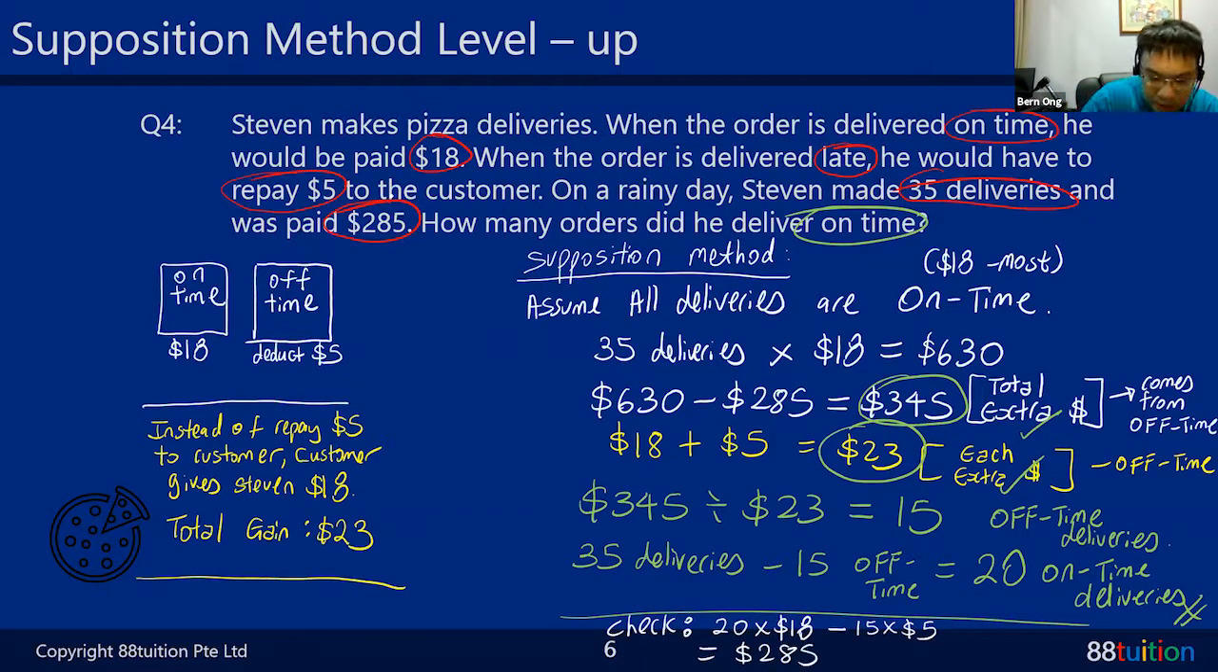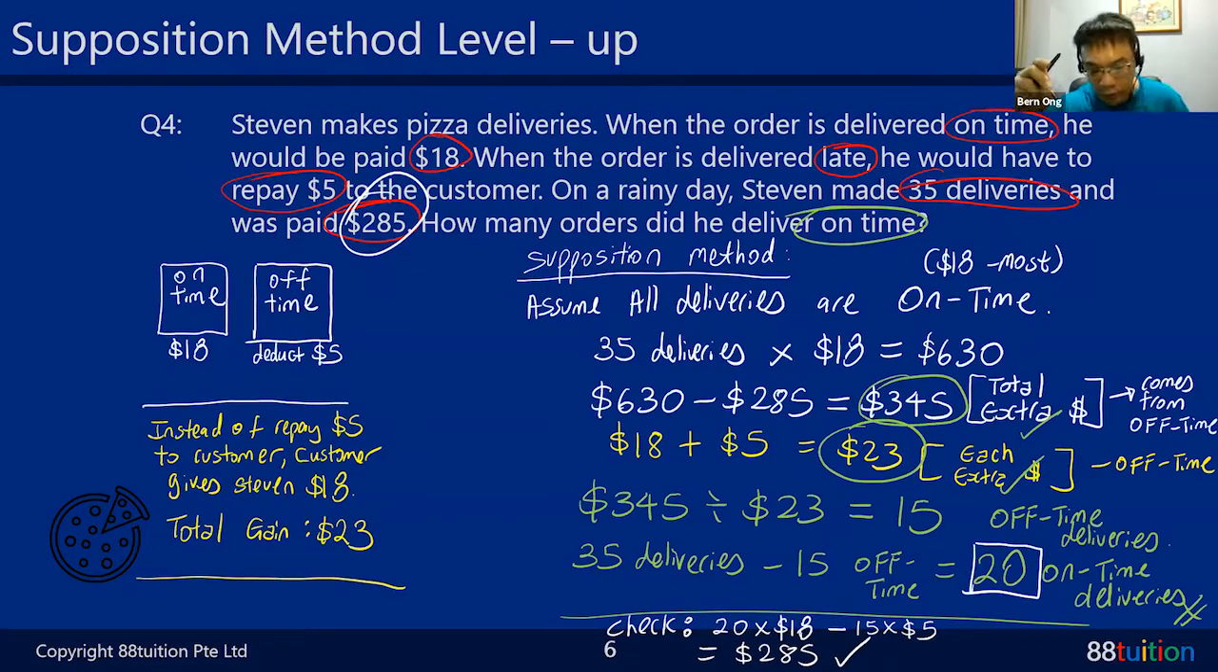Yes, it is the same as the question. So this one is correct. All right, so how many deliveries are on time? The answer is 20. Once again, you compare this. Yes, Charlene, you got it right. 20 also. Very good. Good job.